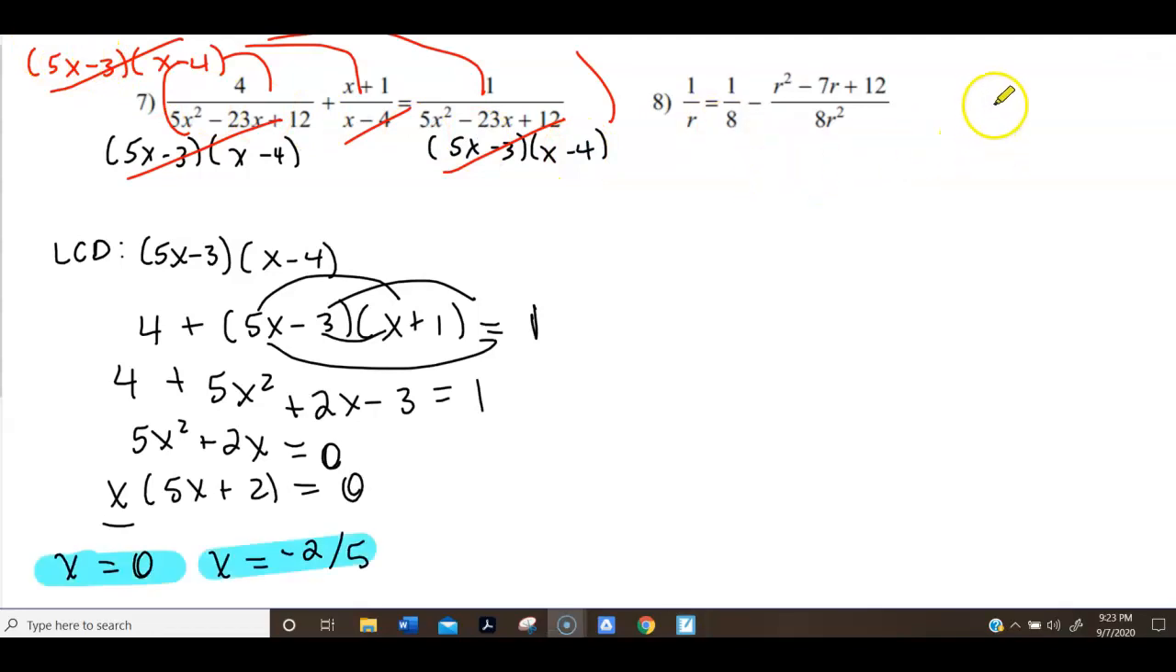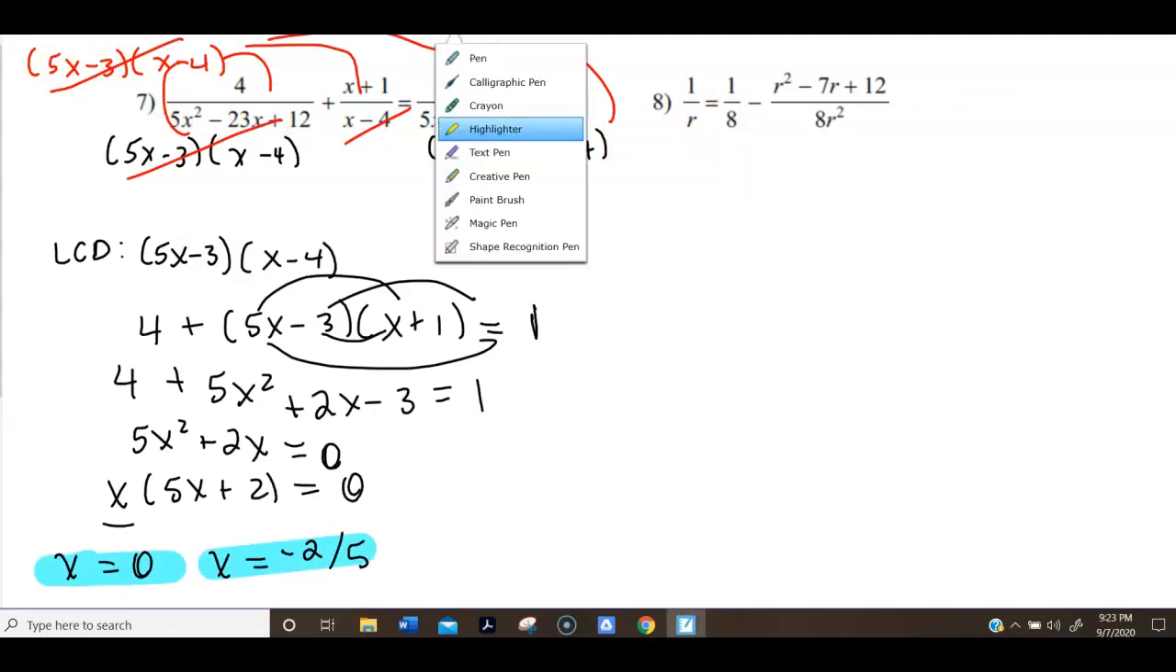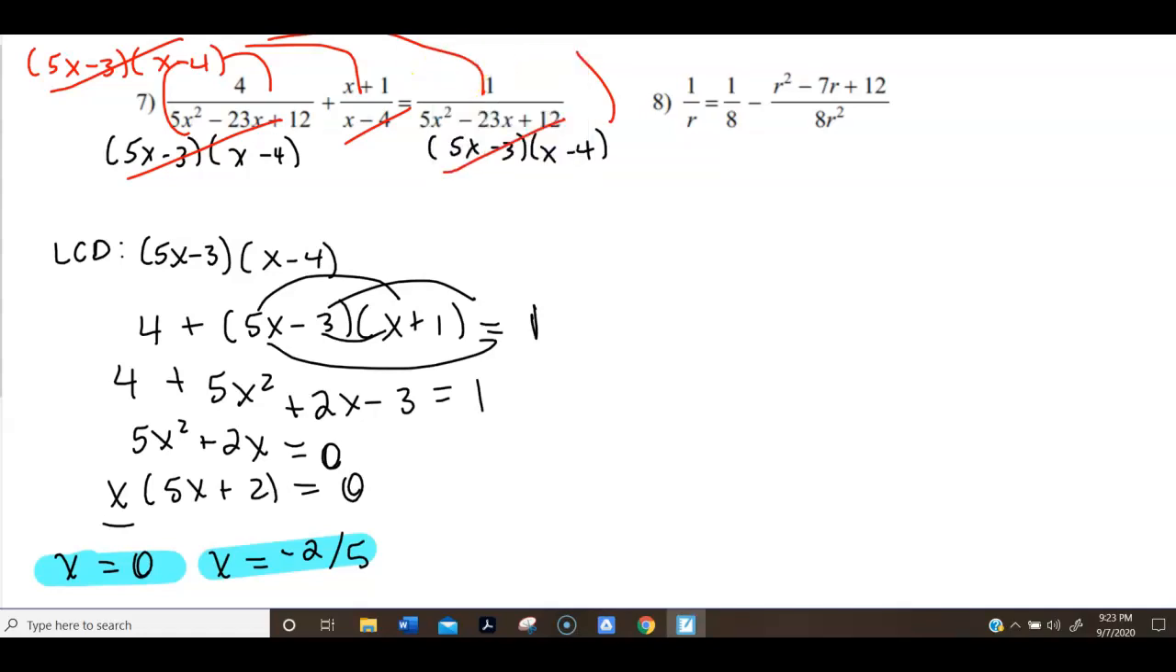Number 8, the first thing you want to do is look for the LCD. So you have an R, you have an 8, and you have an 8R squared. Therefore, the LCD is, take the R, take the 8, and take the R squared, since it is the most, so you want to take the most. So take 8R squared. Multiply 8R squared to each part. So the R is going to cancel with one of the R's, leaving me 8R equals. The 8 is going to cancel with the 8, leaving me R squared.